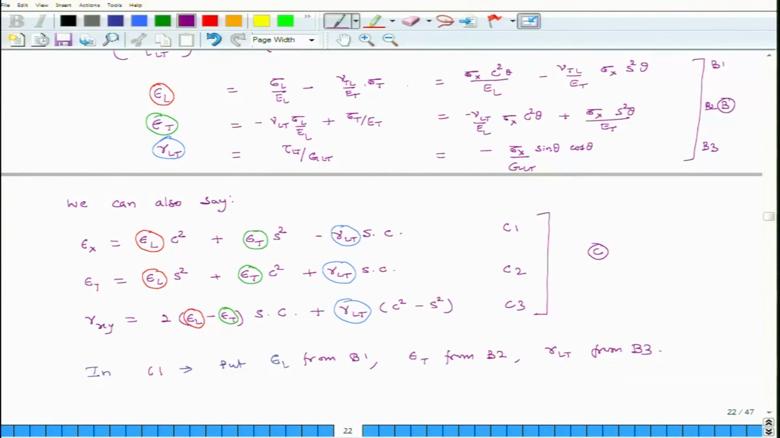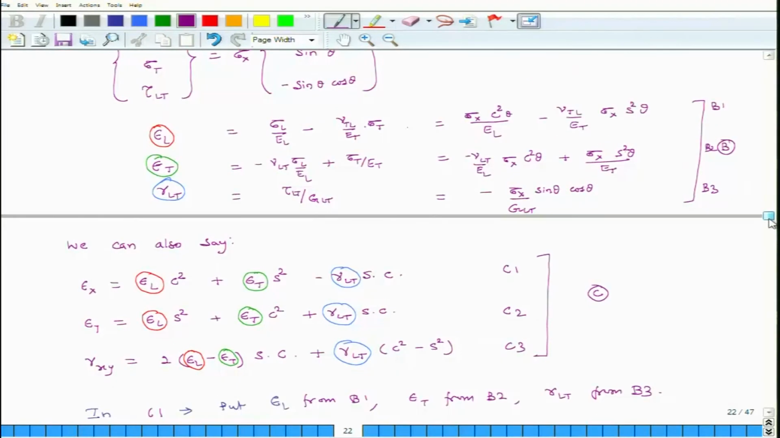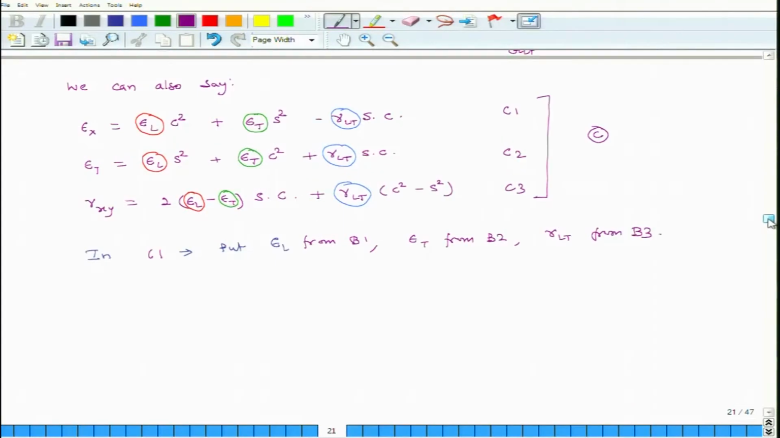So, once we do that, we will get a long expression which will involve only epsilon x. On the left side it will involve epsilon x, and on the right side it will only have sigma x, right, it will have only sigma x.